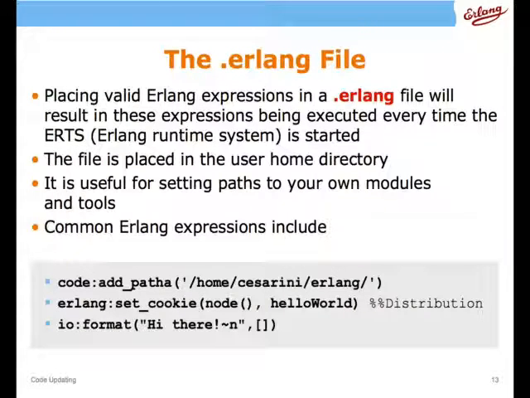Now, typically in your home directory there's a .erlang file, in which you can place expressions which are executed every time the runtime system is started. That's usable for a number of pieces of setup. You can see some examples at the bottom here. You can see an example of adding a particular directory to the beginning of the search path. You can see an example of setting a cookie, which can be used when you're using distributed Erlang. And finally, you can output a message which says, for example, that these things have been loaded.